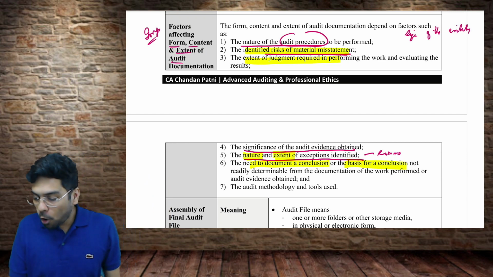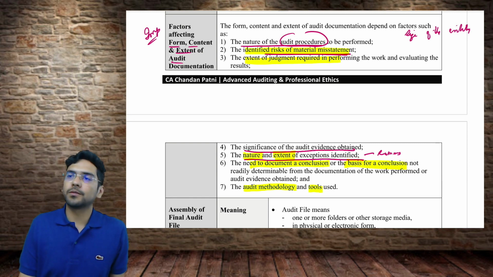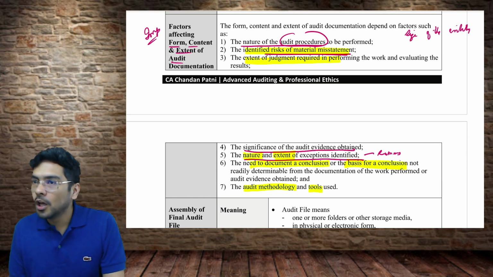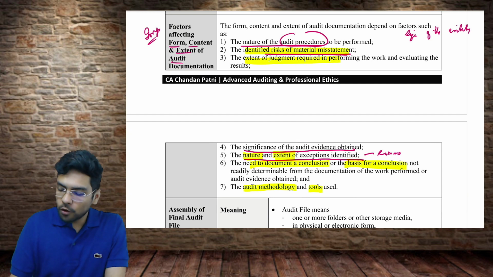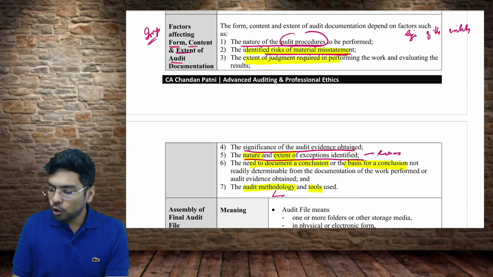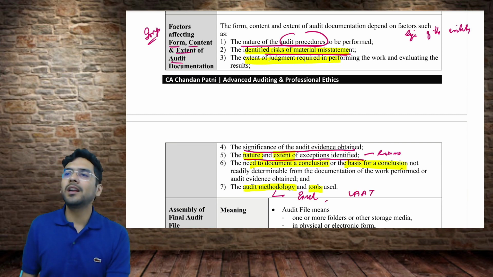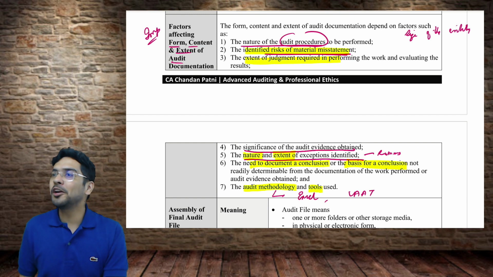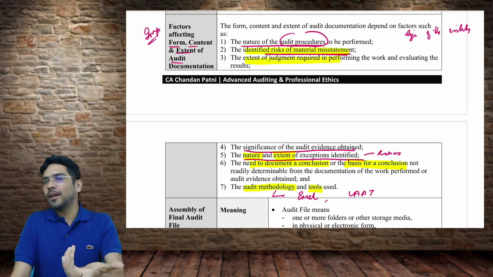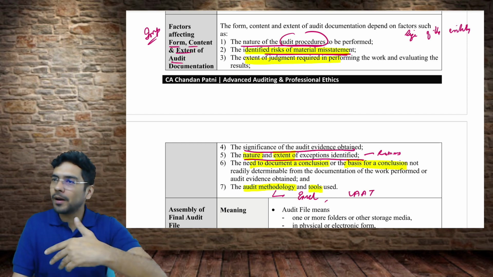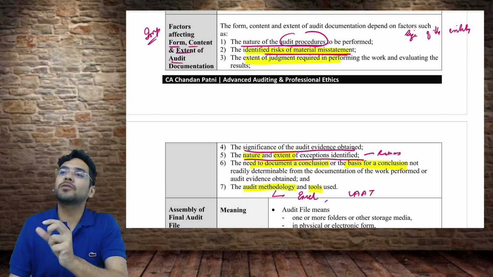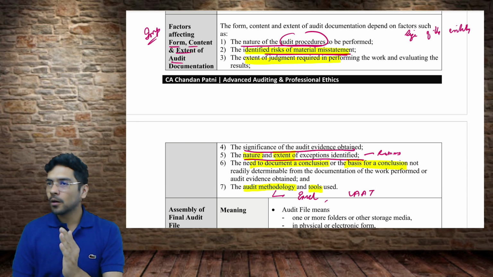And finally, audit methodology and tools used, whether you did things manually or you are again using some tools. Let's say you are using Excel for maintaining working papers, or do you have an understanding of CAAT tools? Yeah, computer assisted audit technique. So if you are using CAAT, probably sampling and all will be done by the systems itself. So probably all these factors are also going to impact your working documentation.